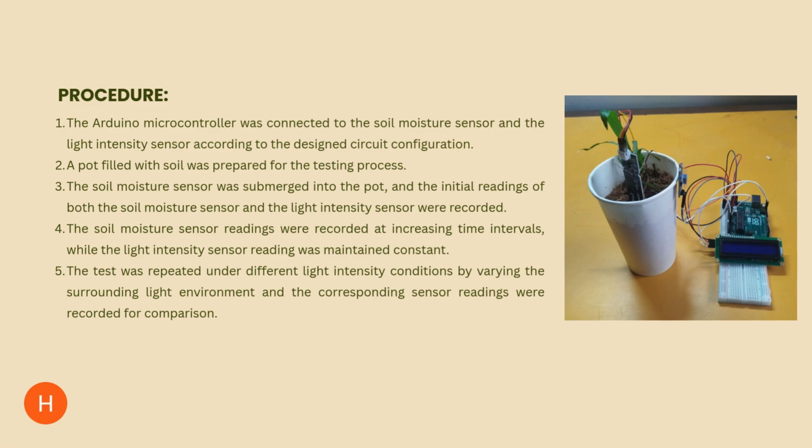As for the procedure, number one, the Arduino microcontroller was connected to the soil moisture sensor and the light intensity sensor according to the designed circuit configuration. Number two, a pot filled with soil was prepared for the testing process. Number three, the soil moisture sensor was submerged into the pot and the initial readings of both the soil moisture sensor and the light intensity sensor were recorded. The soil moisture sensor readings were recorded at increasing time intervals while the light intensity sensor reading was maintained constant. Lastly, the test was repeated under different light intensity conditions by varying the surrounding light environment, and the corresponding sensor readings were recorded for comparison.